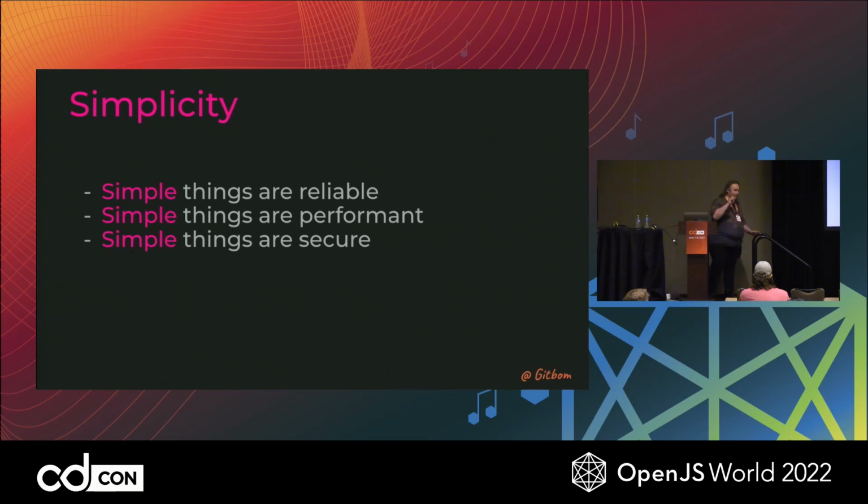Now, over the years I've learned that simplicity is actually the key to solving any problem well. And the reason is because simple things are reliable. Simple things are performant. Simple things are secure, and simple things scale. Complexity tends to fail on all of those counts.